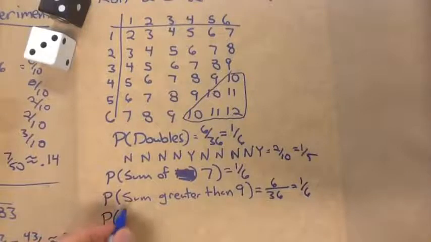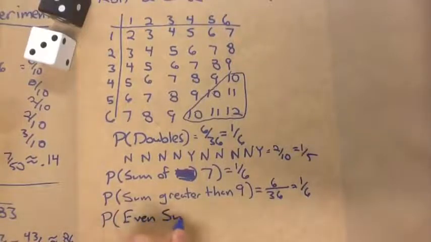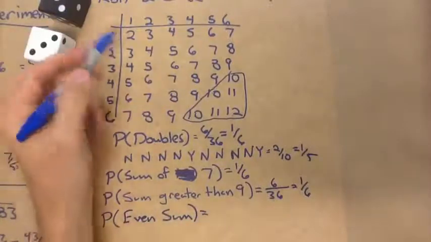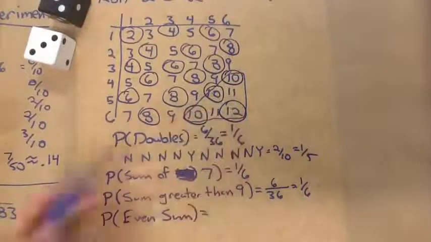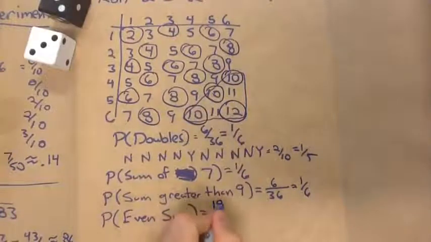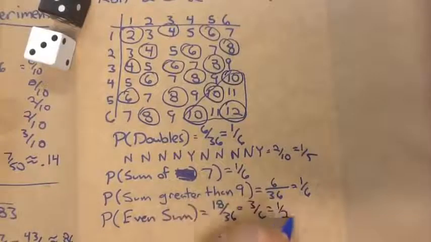How about the probability it's even? An even sum. So we can count all the occurrences. We have 1, 2, 3, 4, and 18 different occurrences. So we get 18 out of 36, which turns out to be 1/2. So there's a 1/2 probability that I would roll an even sum.